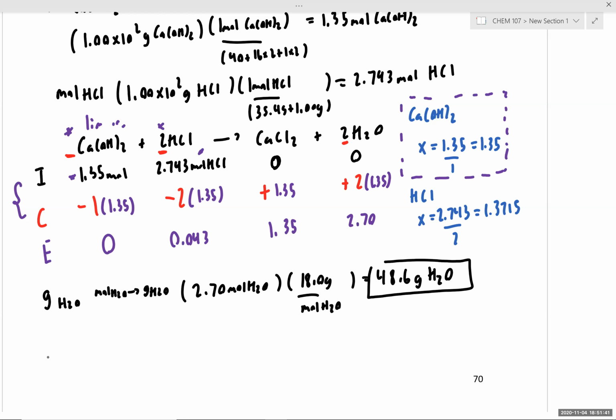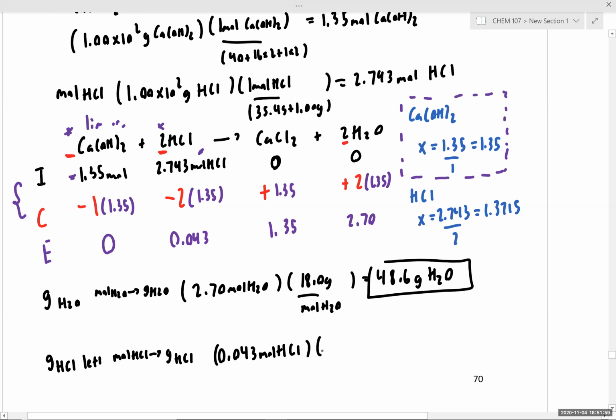Perfect. So to calculate the grams of hydrochloric acid left over, again, we're going to go from the moles of hydrochloric acid to the grams of hydrochloric acid. So if we have 0.043 moles of hydrochloric acid and our mass is 36.0 grams per mole of hydrochloric acid, if we punch this into our calculator, we get 0.043 times 36. And that gives us 1.55 grams of hydrochloric acid left over.